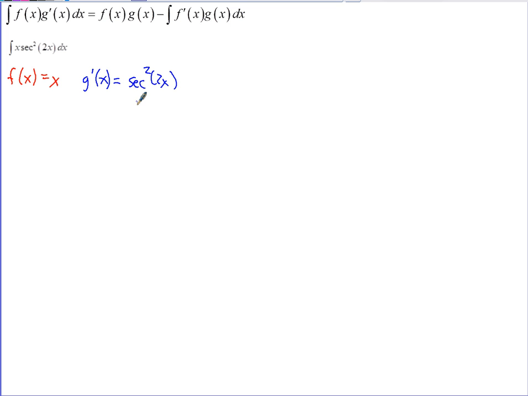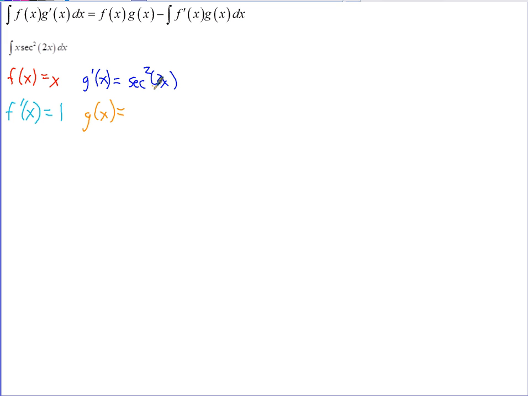Because remember, the idea is you want the integral we end up with inside to be simpler than the integral we're starting with. The idea is to make it one that's easier to integrate than what we started with. All right, so then we take the derivative of f of x. The derivative of x is just 1, that simplifies nicely. And then we integrate this one to get back to g of x.